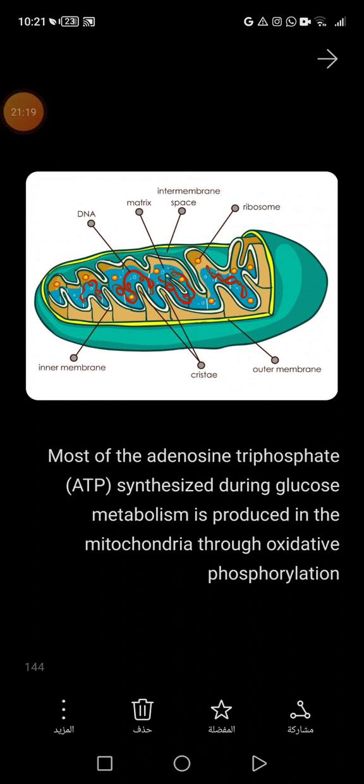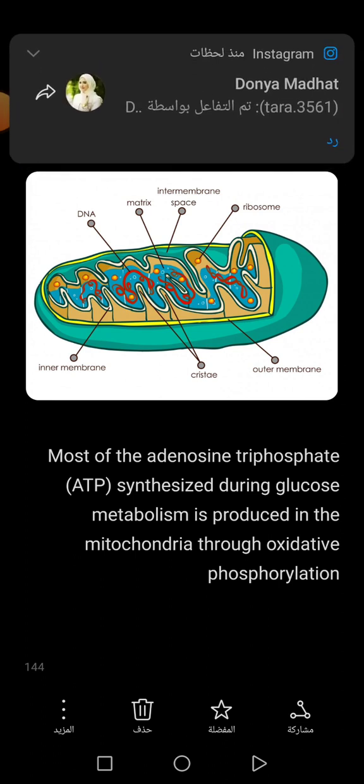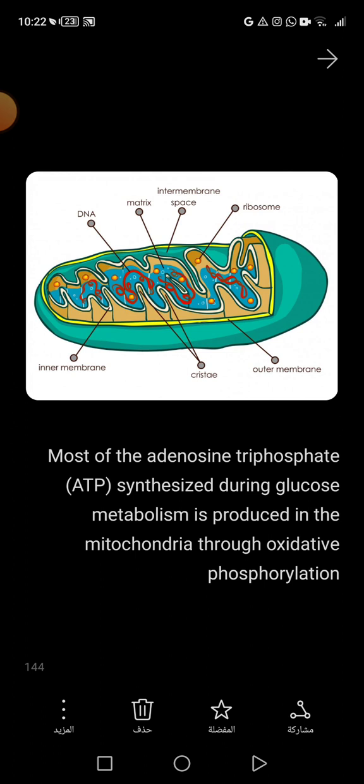Most of the adenosine triphosphate, or ATP, is synthesized during glucose metabolism. ATP synthesis during glucose metabolism is produced in the mitochondria through oxidative phosphorylation. So this is respiration, we can say. ATP is synthesized during glucose metabolism. That's what's called simple respiration and oxidative phosphorylation.